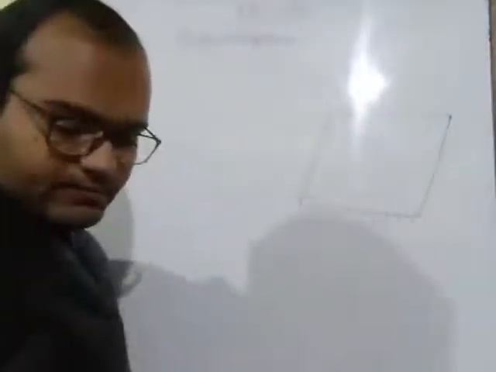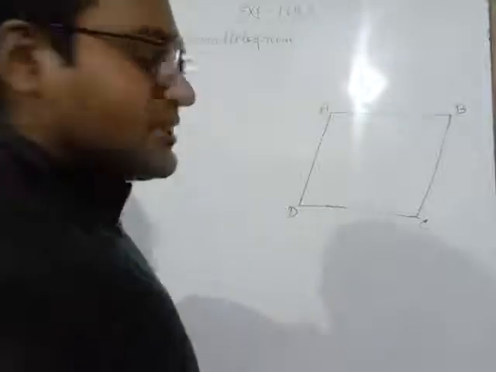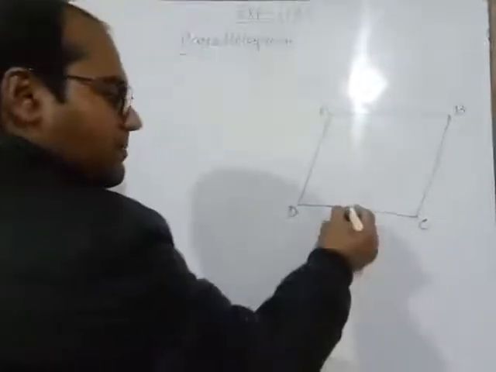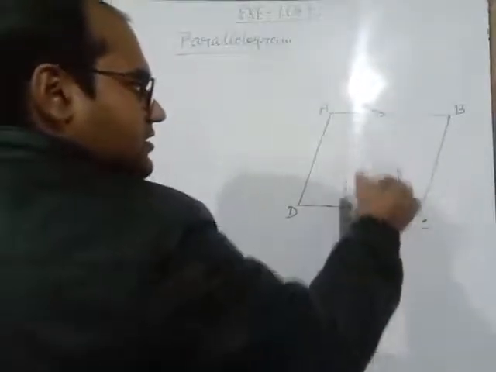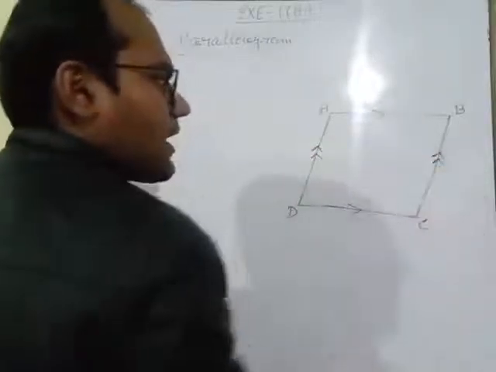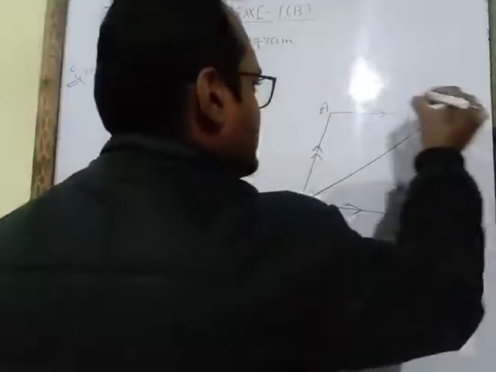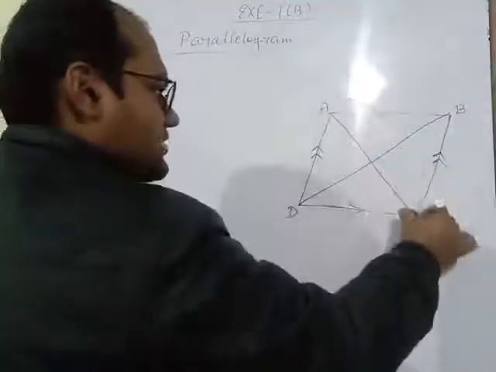Figure is given ABCD. It is given the figure is a parallelogram. So we know very well opposite sides, these two are parallel. These two opposite sides are also parallel to each other. Diagonals are also given. This is the first diagonal. This is the second diagonal.